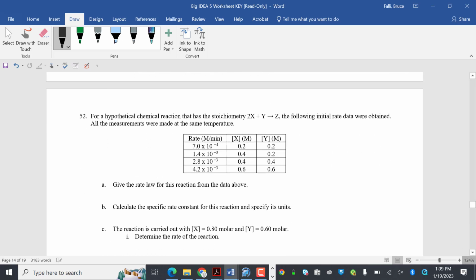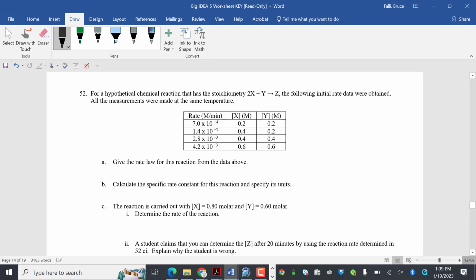All right, 52. Almost there. A hypothetical reaction has the stoichiometry 2X plus Y yields Z. The following initial rate data was obtained. All the measurements were made at the same temperature. So I'm sure it's going to say give the rate law. Rate equals. All right, so rate equals K, X, Y.